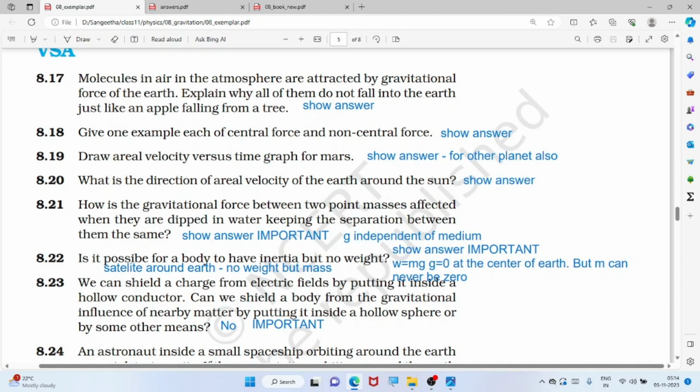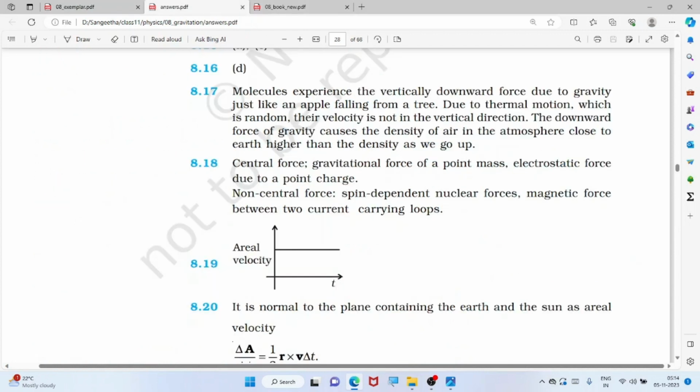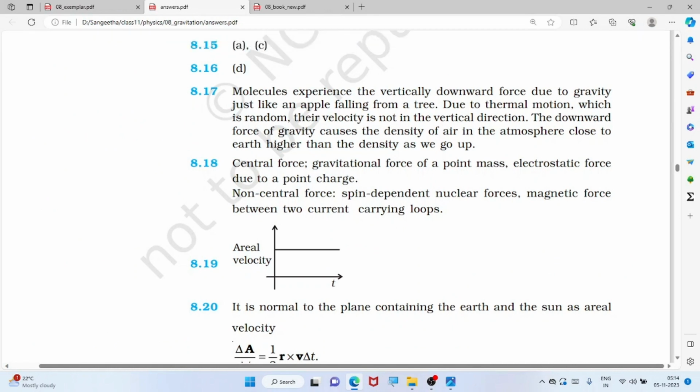Give one example of a central force and a non-central force. Central force: the gravitational force between the center of the earth and the center of the sun. So that is a central force, the gravitational force of a point mass. Electrostatic force due to point charges. Non-central force: spin dependent nuclear forces, magnetic force between two current carrying loops. They are non-central.